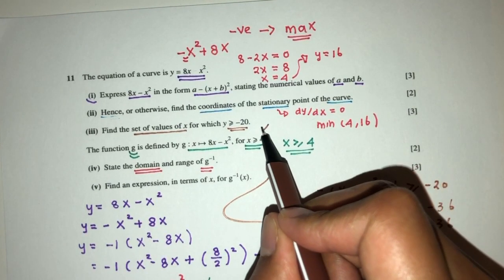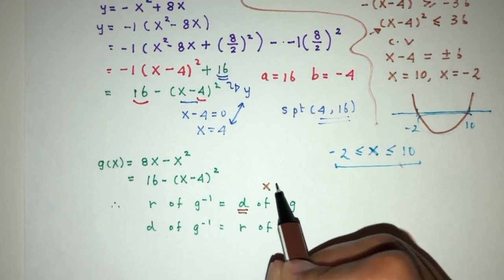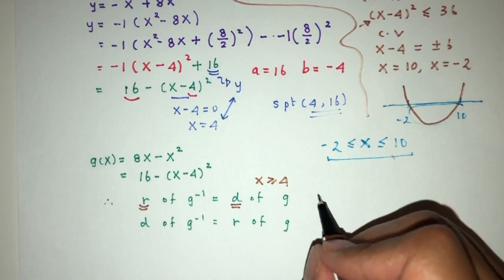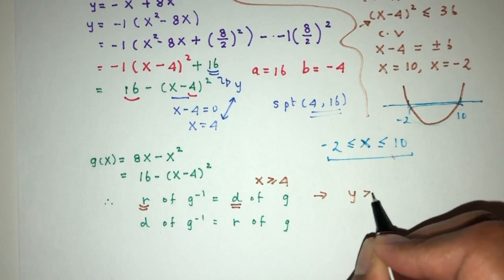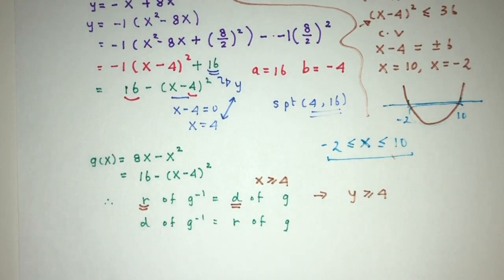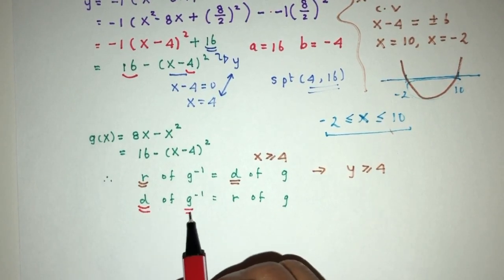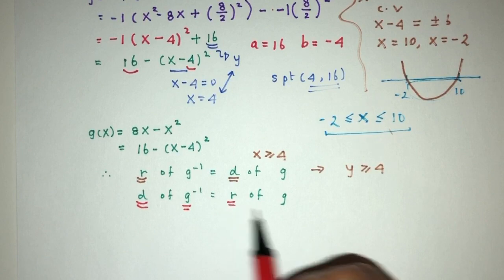Domain is the x values. So it was given to you by x is more than or equal to 4. However, range has to be in terms of y. So your answer will be y has to be this for the range of g inverse. Now moving on, we have to find the domain of g inverse. It is the same as the range of g.